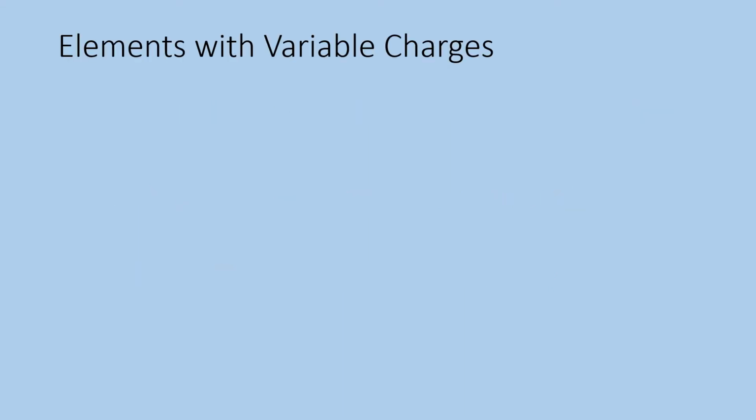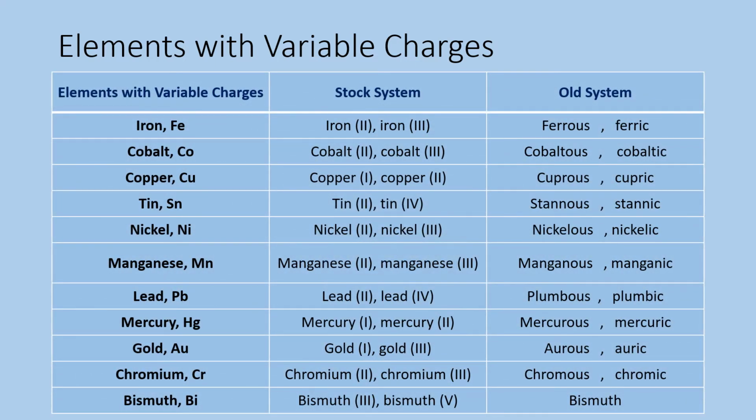Let us now talk about elements or metals with variable charges. These are actually transition metals in the periodic table. They are elements with two different charges. So for example, let's say you have iron. Iron can have a charge of positive 2 or positive 3. Some other transition metals like lead will also have two different charges. It can be lead with a charge of positive 2 or lead with a charge of positive 4. So these are just some of the elements with variable charges.